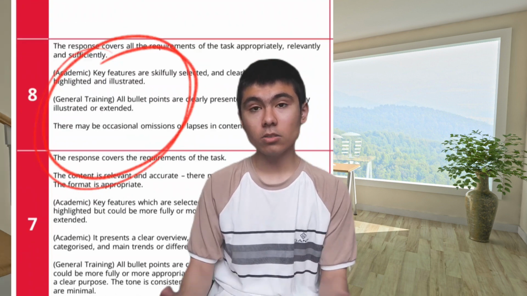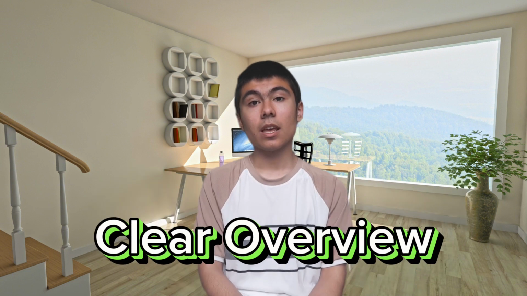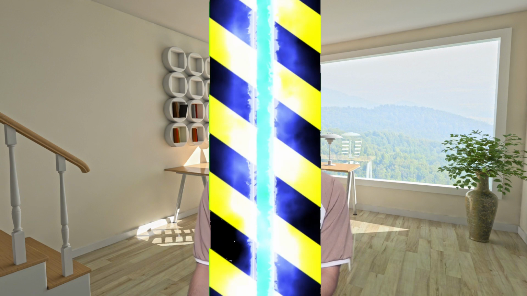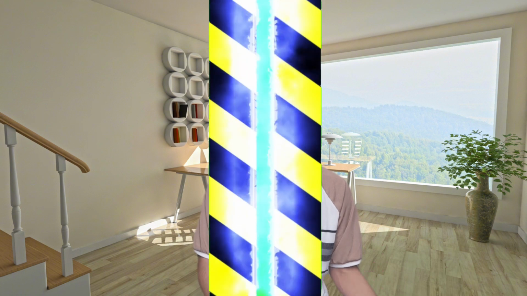So the first criterion is task achievement. The main thing in task achievement is whether you cover all requirements of the task. They include summarizing the information by selecting key features and reporting them. You also have to write a clear overview. The other thing that IELTS examiners look for is making comparisons where relevant. The mistake a lot of students make is making irrelevant comparisons, and this might lead to a lower score.